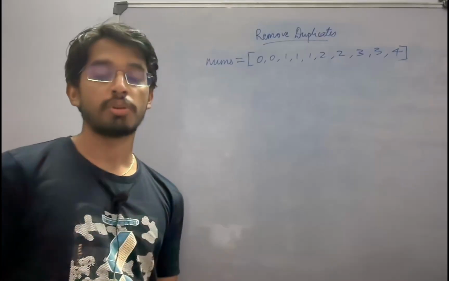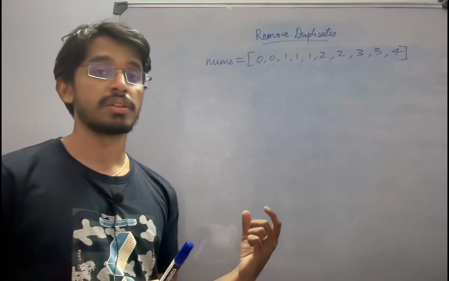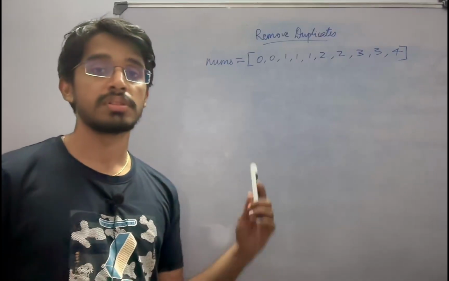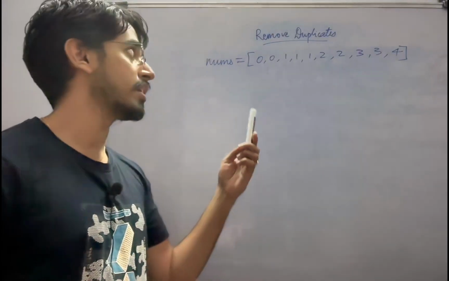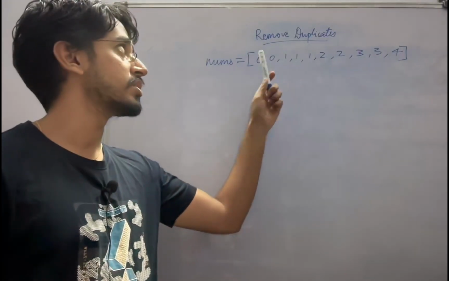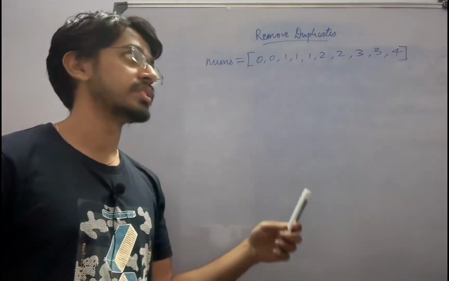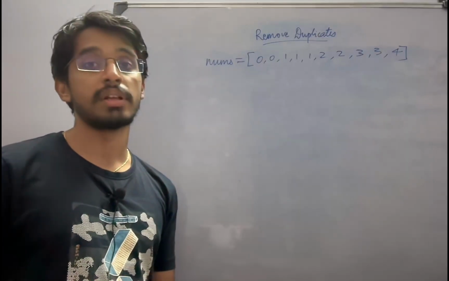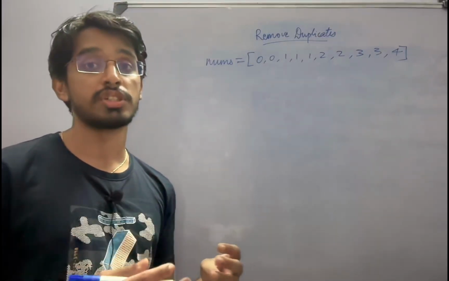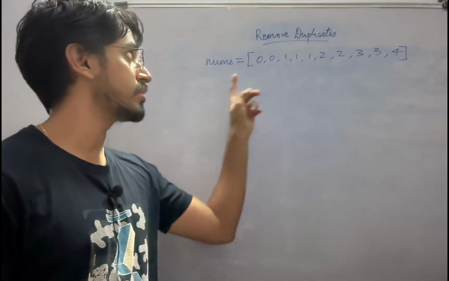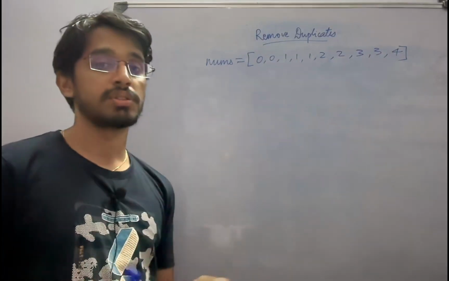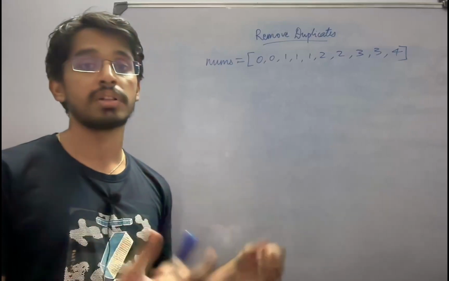So in this LeetCode problem, we need to remove the duplicates within a given array. This is the array which will be given, and you see that there are a lot of duplicates inside this array. So 0 is repeated 2 times, 1 is repeated 3 times, and we just need to return the length of the array with unique values. You see that there are 5 unique values, 0, 1, 2, 3 and 4. So the length of that is 5. So we need to return that value.